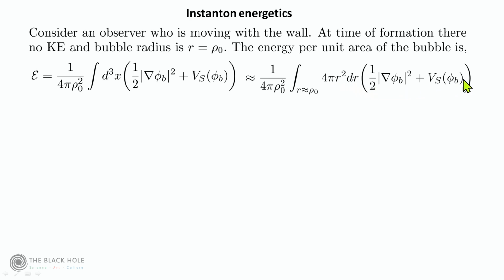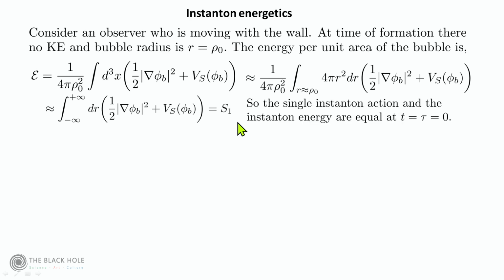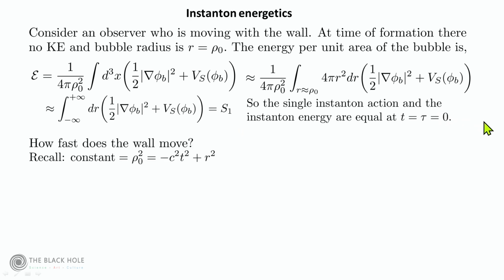And there's this thing over here. But you see, this bubble is so thin that why do I need to integrate? Why can I not simply say that r is a constant equal to rho naught? So I pull this outside and I get this. But this is exactly the action for a single instanton. So the single instanton action and the instanton energy are equal.